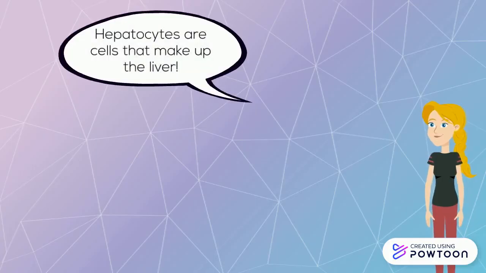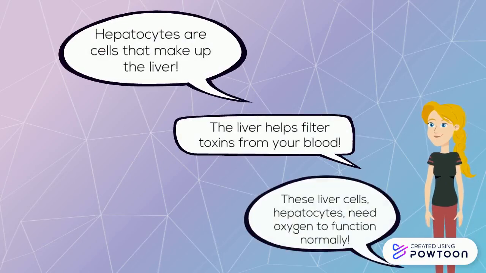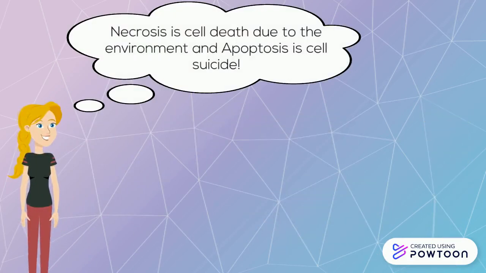Hepatocytes are cells that make up the liver. The liver helps filter toxins from your blood. These liver cells, hepatocytes, need oxygen to function normally. Necrosis is cell death due to the environment, and apoptosis is cell suicide.